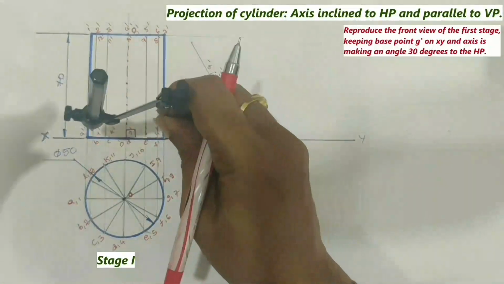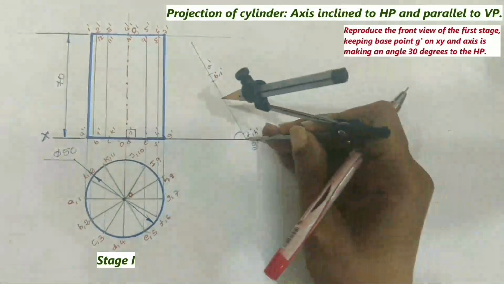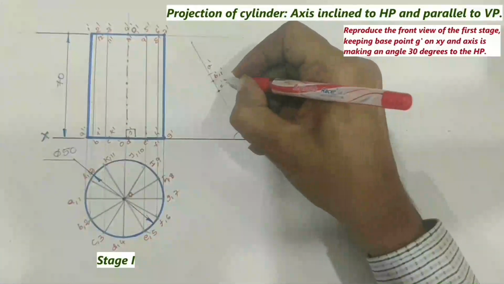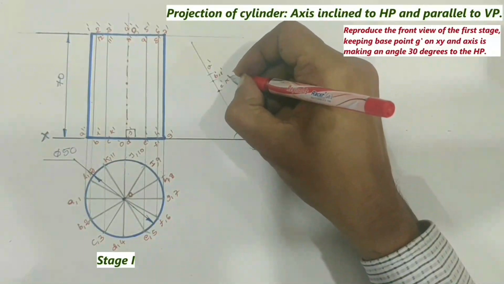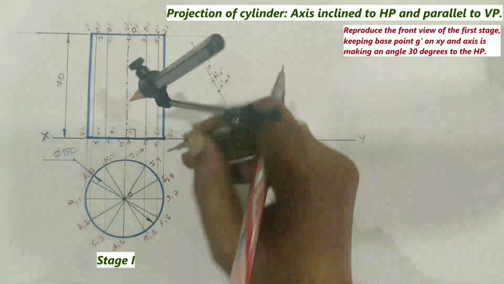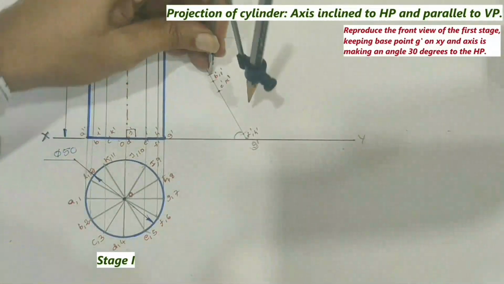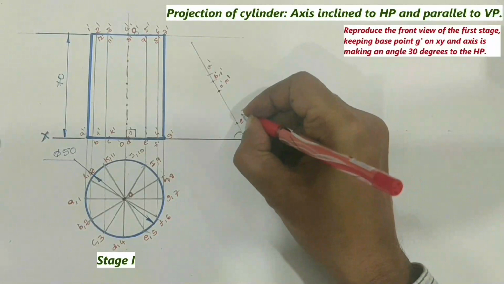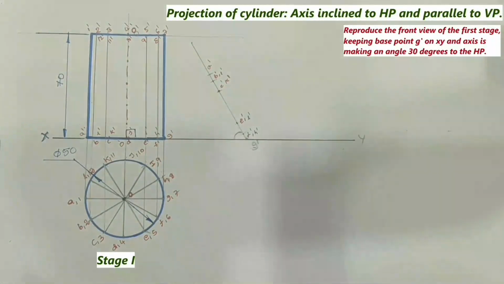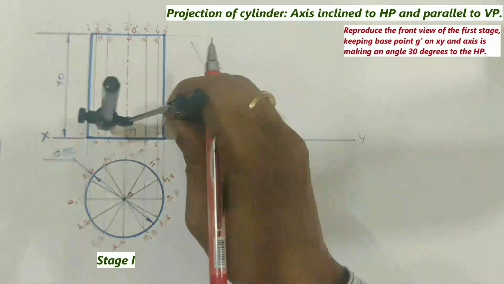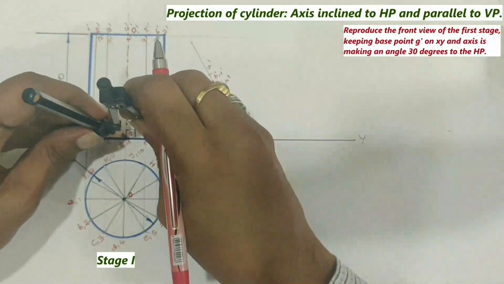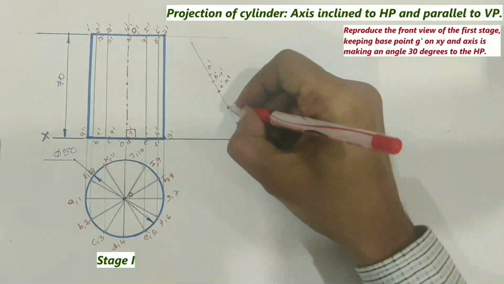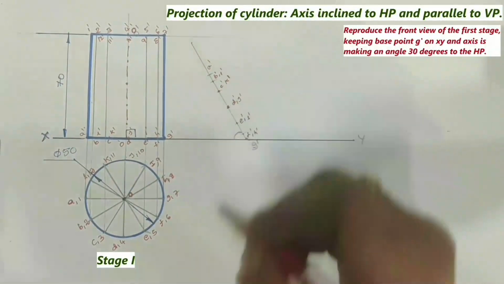Then with G dash to C dash as a radius and G dash as a center, draw an arc. Name this point C dash, K dash. Similarly, with A dash as a center and the same radius, draw an arc. Name this point as E dash, comma, I dash. Then with G dash D dash as a radius, name this point as D dash and J dash.